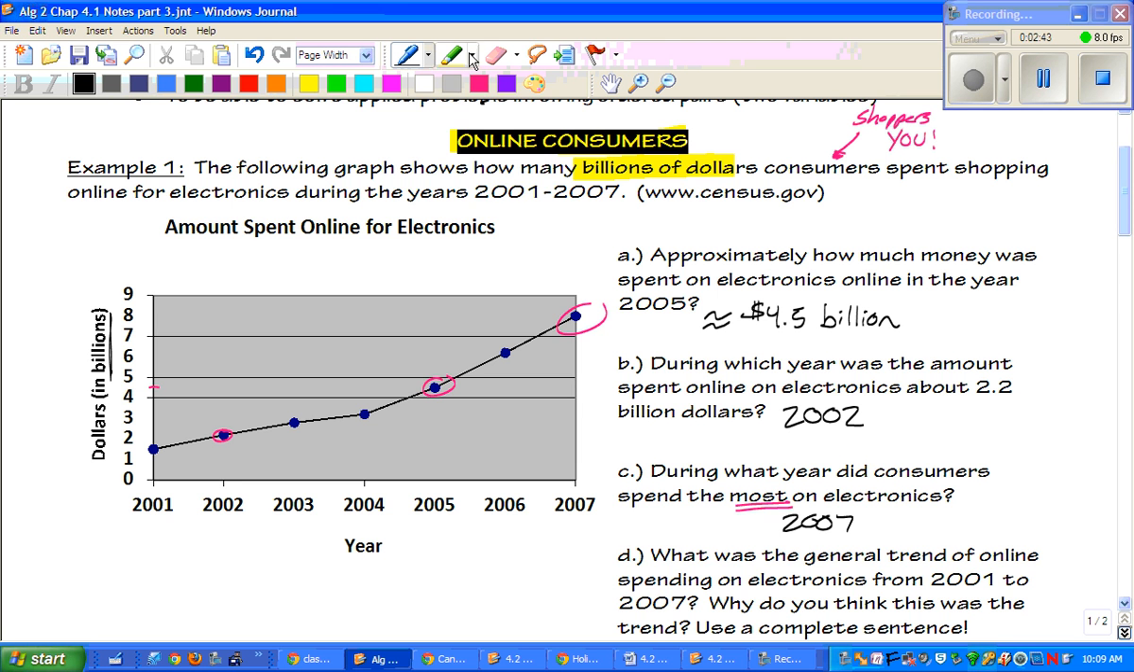Okay, and then what was the general trend of online spending on electronics from 2001 to 2007? Okay, well, let's take a look. From 2001, what's going on with this graph? What direction? Is it increasing? Is it decreasing? You tell me. Okay, hopefully you said it's increasing. Now, why do you think it's increasing? Use a complete sentence. I'll let you think about that for a couple seconds. Write something down, and then I'll show you what we did.